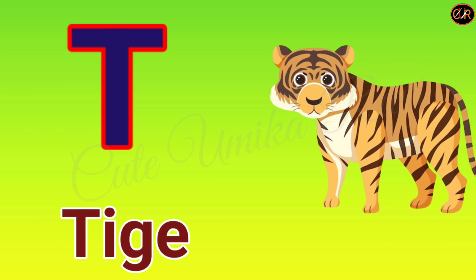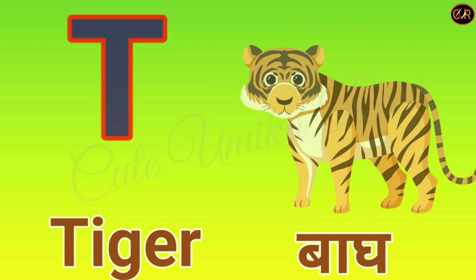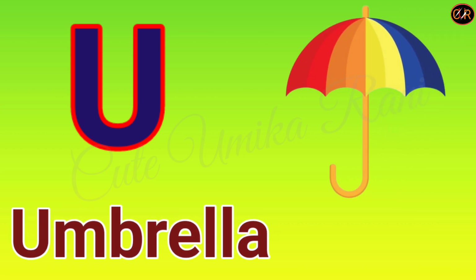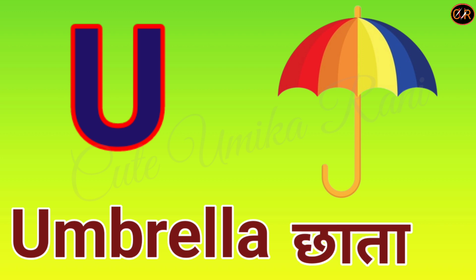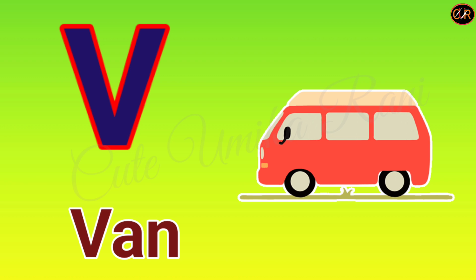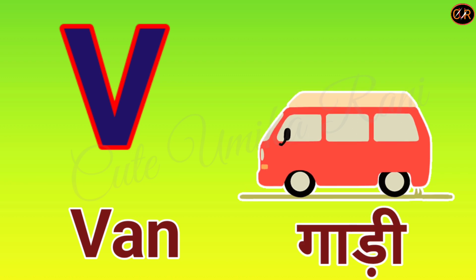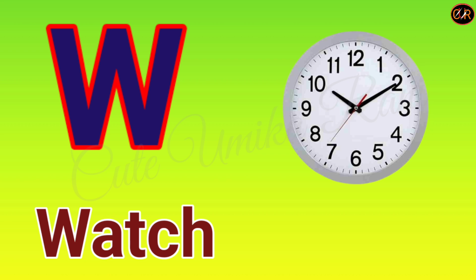T for tiger. Tiger means bug. U for umbrella. Umbrella means tata. P for pen. Pen means kari. W for watch. Watch means ghadi.